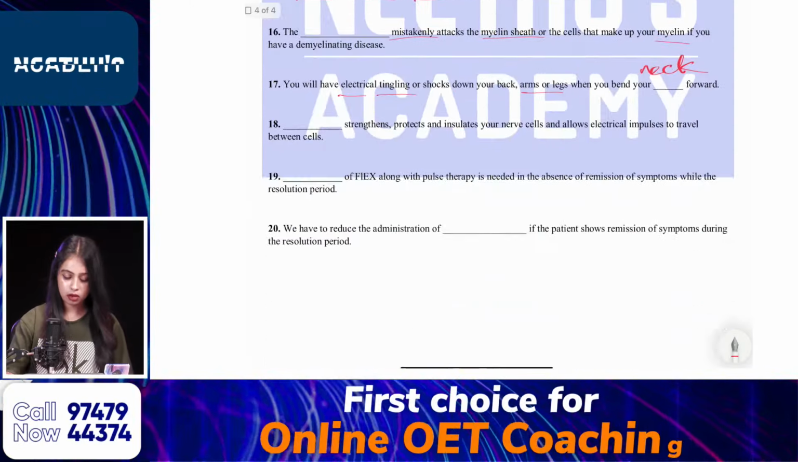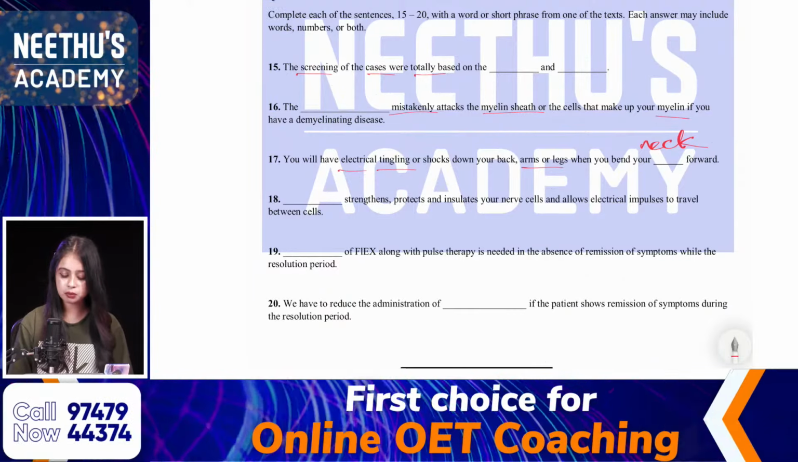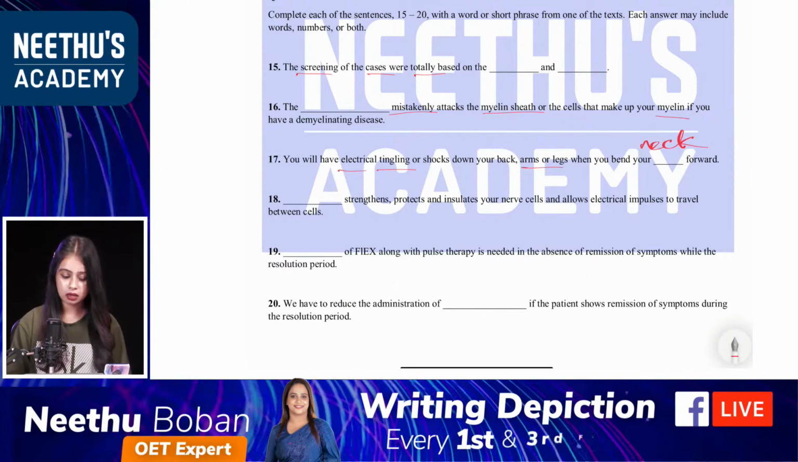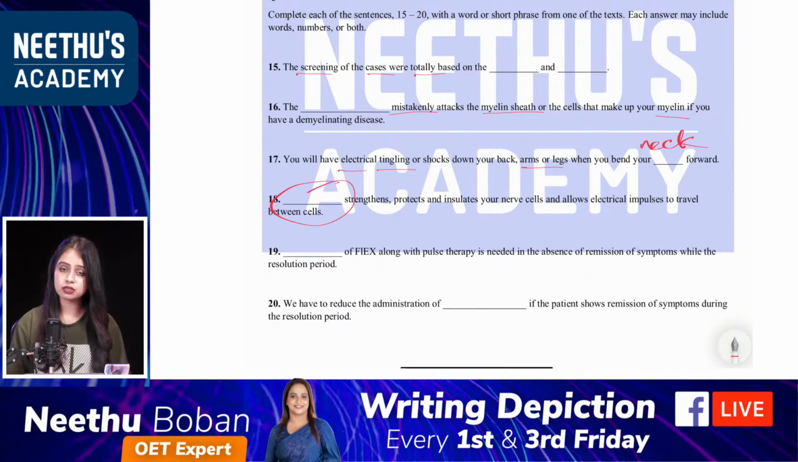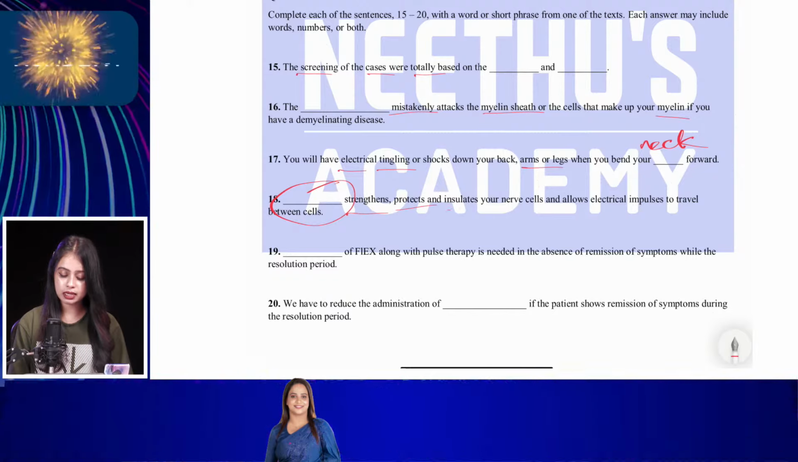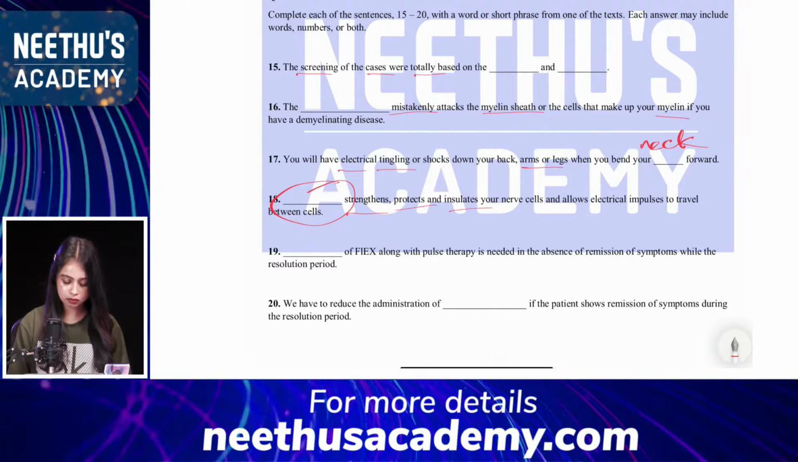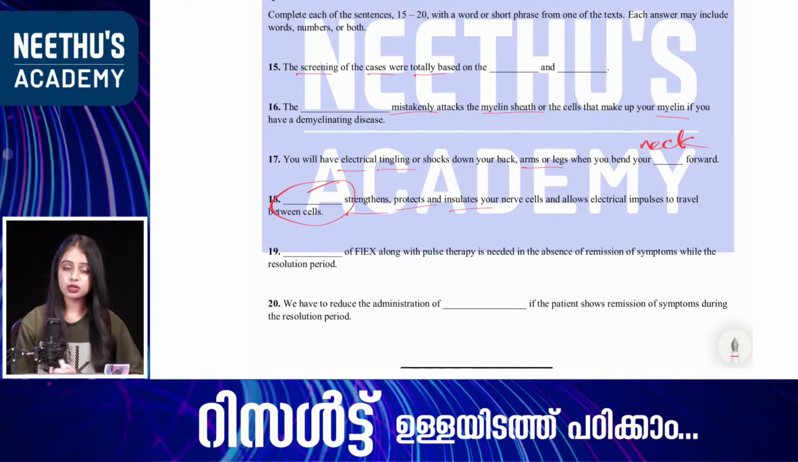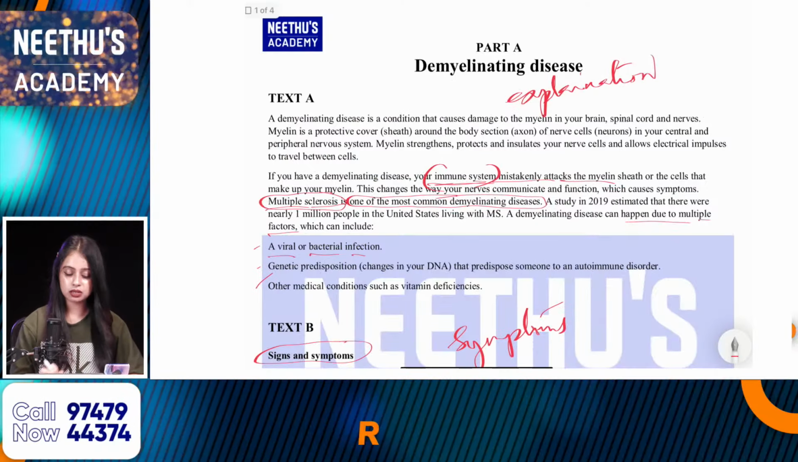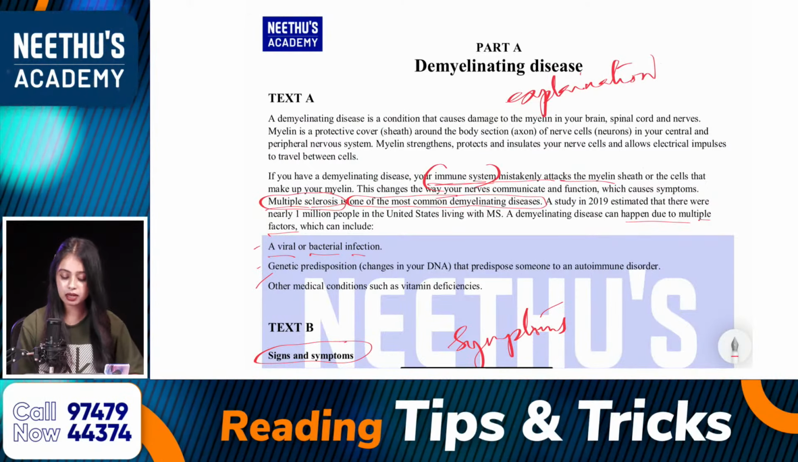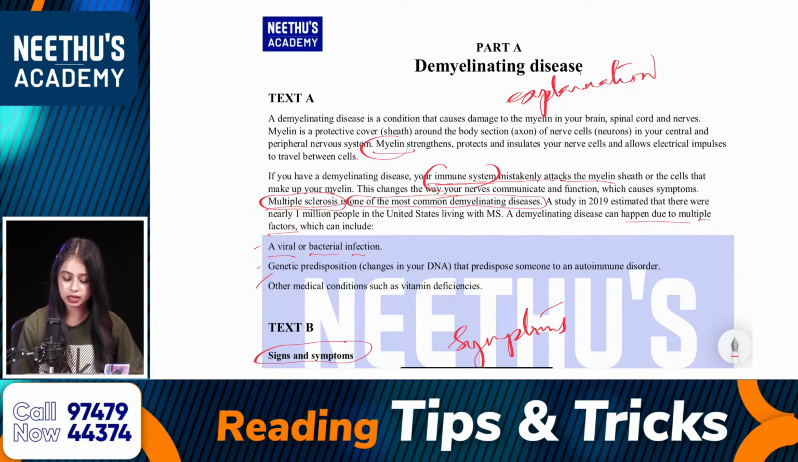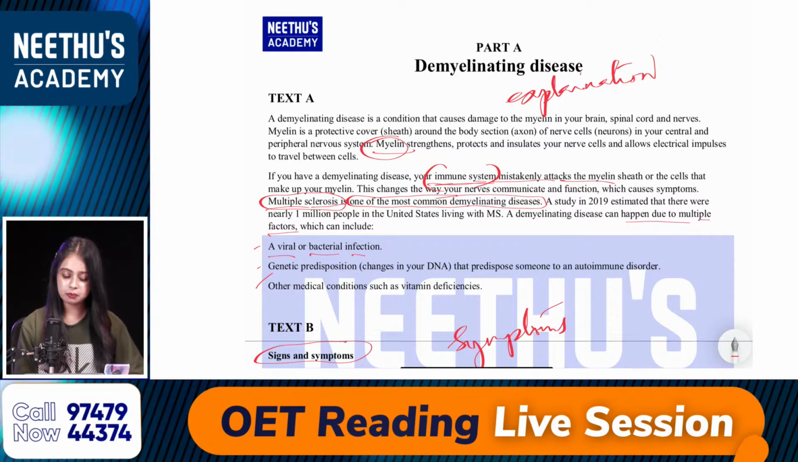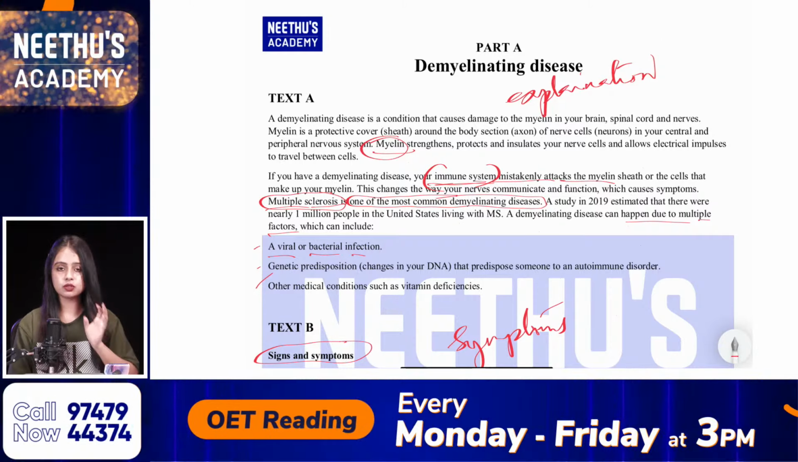And the 18th one: dash strengthens, protects and insulates your nerve cells and allows electrical impulses to travel between cells. What strengthens, protects and insulates? So what is the correct answer here? Yes, that is myelin, which is mentioned in text A, in the first para, actually in the last line. Myelin strengthens, protects and insulates your cells and allows electrical impulses to travel between cells. So that is the correct answer, myelin.